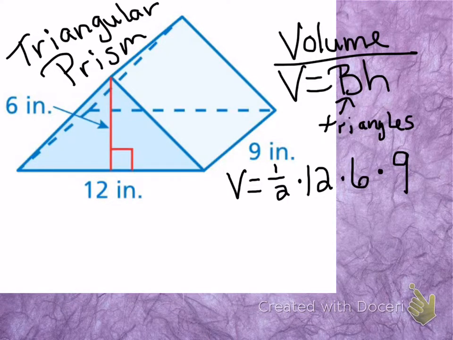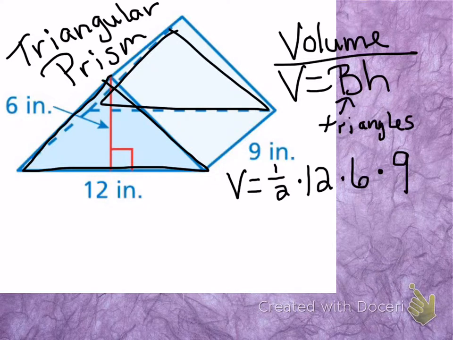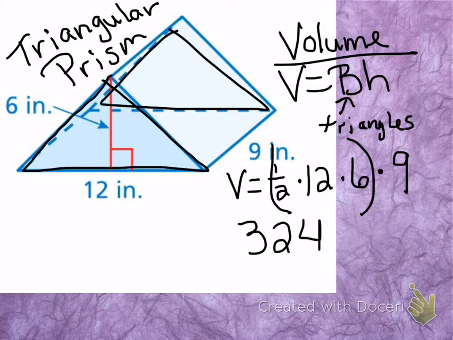Okay, the next one is asking for the volume of the triangular prism. So volume equals the big B times H. The big B stands for the area of the base. A triangular prism has triangle bases. Remember, the bases are the 2 parallel sides, so they are triangles. So how do you find the area of a triangle? 1/2 times base times height. Now we have the height of the prism, which is times 9. When we do all that, we should get 324 inches cubed.